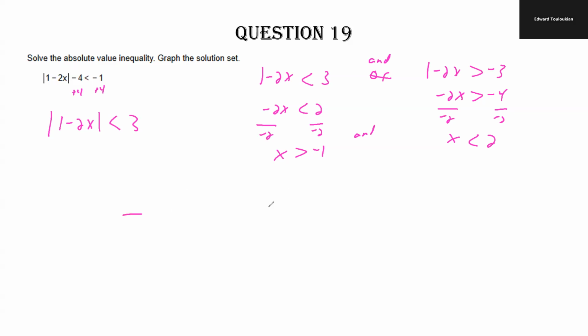So I'm going to make a little graph here. Here's negative 1, here's 2, and these are not equal to, so we're going to use the brackets. So to solve this, x has to be greater than negative 1 and less than 2. So here's negative 1, here's 2. You would be this region right here. And there we go.